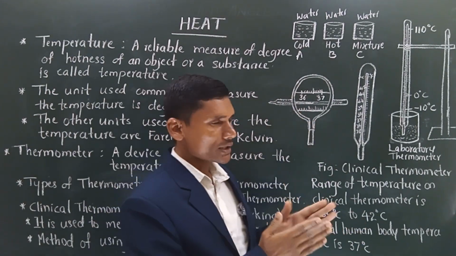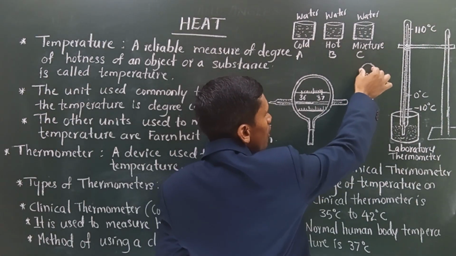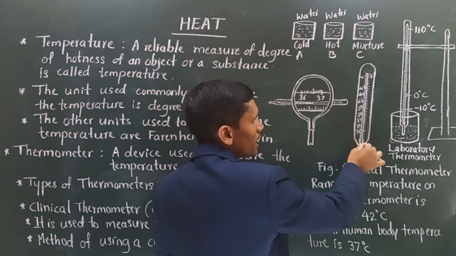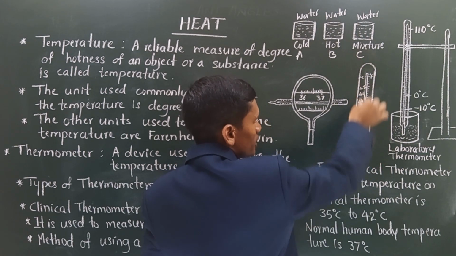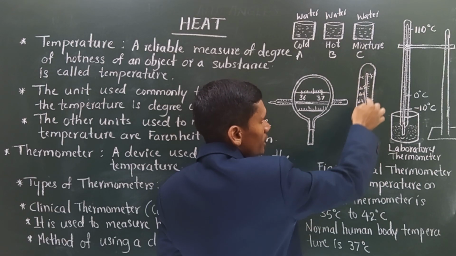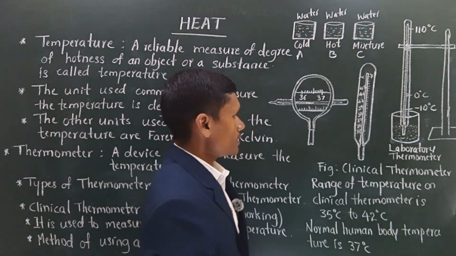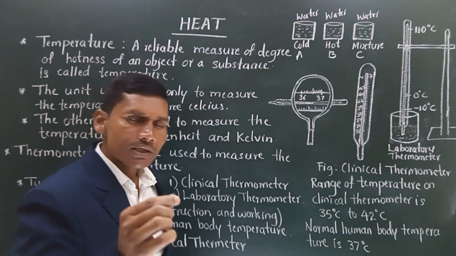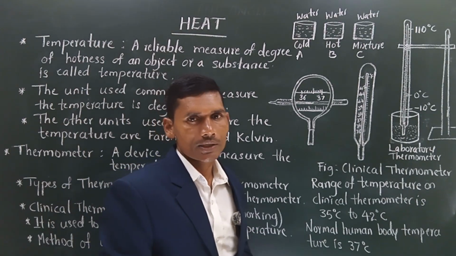Construction means how it is made. A clinical thermometer is a long uniform glass tube having a bulb at one end. Along the length of this uniform glass tube, there runs a capillary tube. Inside this capillary tube we find a thread of mercury. This is the construction. Now, how to use that clinical thermometer?